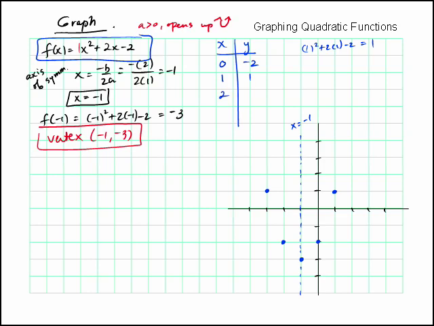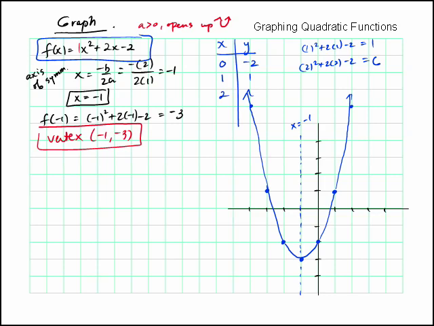If x is 2, I get 2 squared plus 2 times 2 minus 2, which is a 6. So 2, 1, 2, 3, 4, 5, 6. That would be way up here, actually. And we'd have another point way up there. Okay, connect the dots. And we have our parabola.